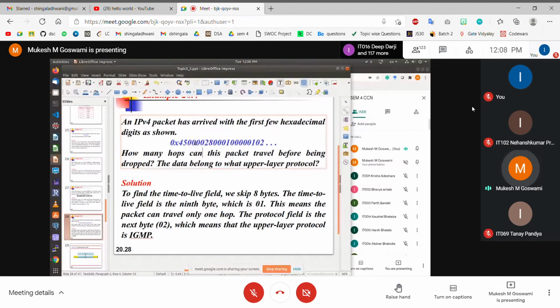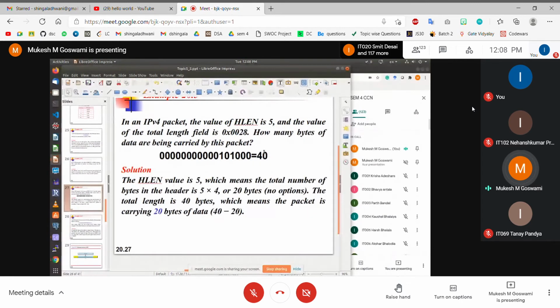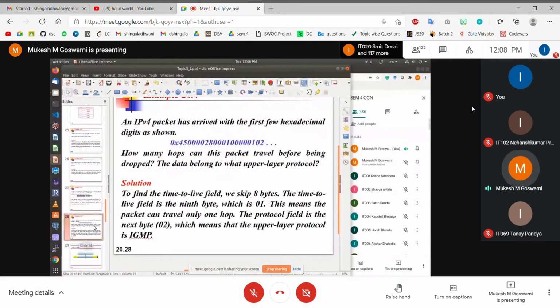Now the next 16 bits, what are the 16 bits? 4 plus 4 plus 4 plus 4. These are going to represent the total length. So what is the total length of this particular packet? The total length is 0028. This is a hex number, and in our previous example, we already simplified that 0028 is equal to decimal number 40. So the total length indicates that this packet contains 40 bytes. Out of that, 20 bytes are used for the header, so the length of the data in this packet is equal to 20 bytes.